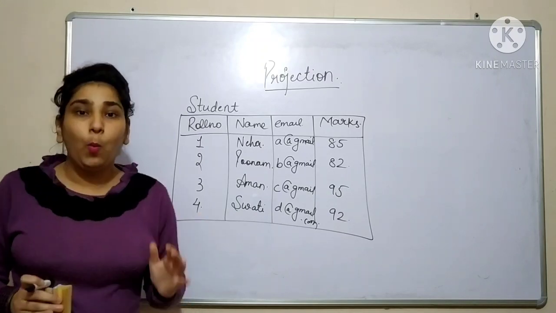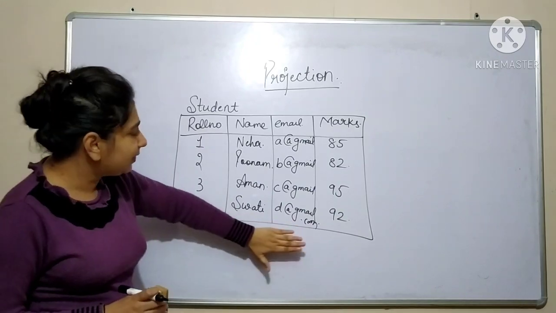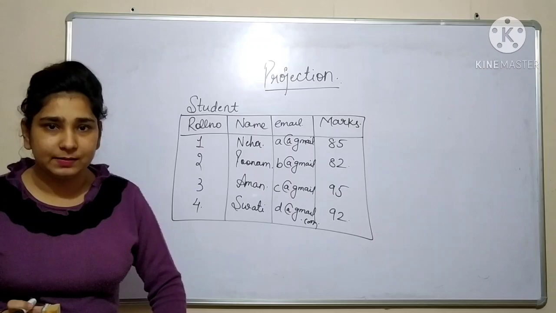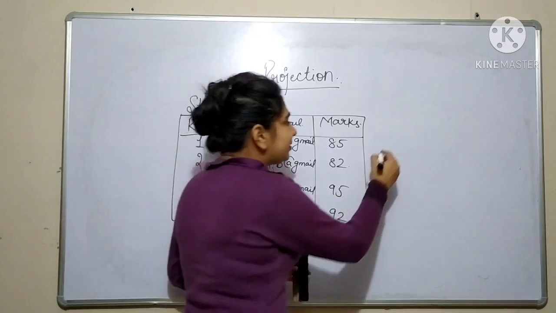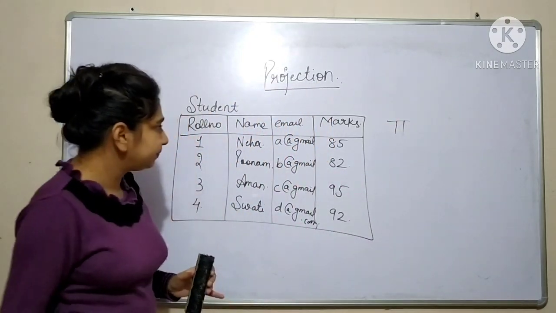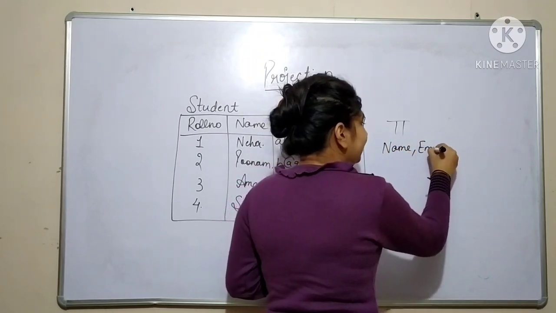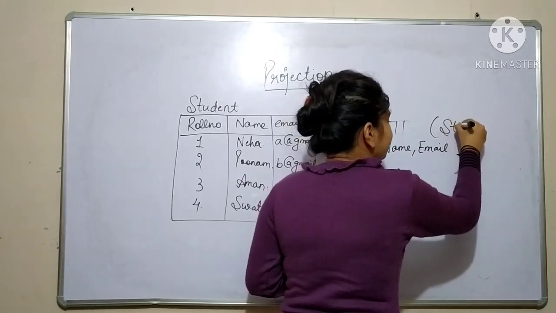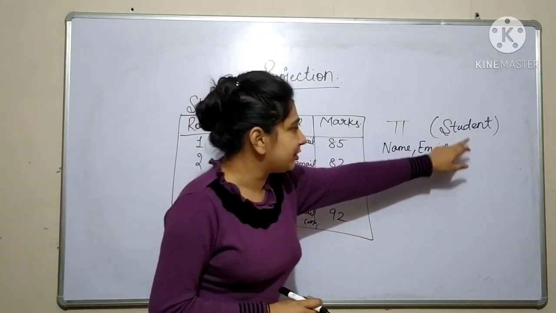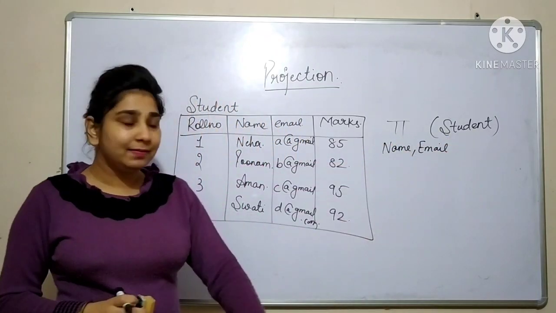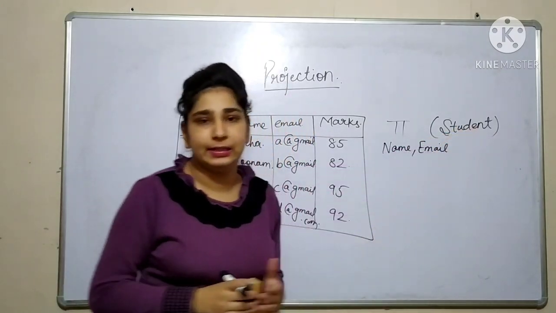So now I want to fetch the names of the students and their corresponding email IDs. How will I perform the operation? With this symbol. I will be fetching name and the email IDs on the relation student. I want to project the attributes name and email from the table student.